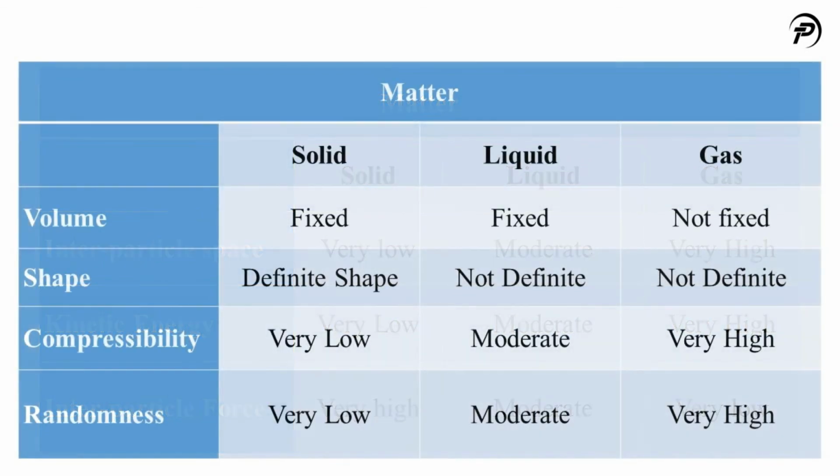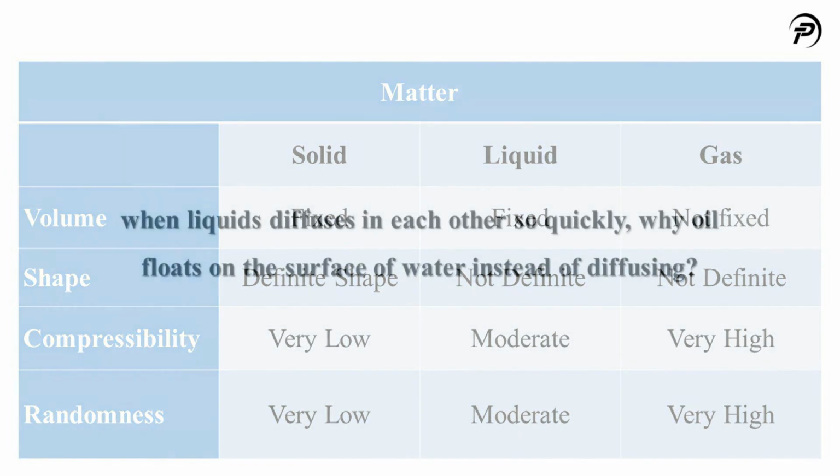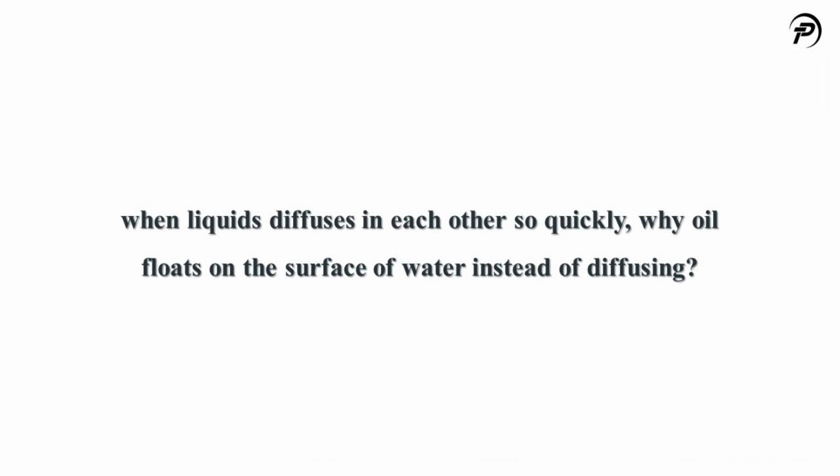And we can also group the other features: solids have fixed volume, a definite shape, very low compressibility and very low randomness, while liquids have fixed volume but don't have any definite shape, and have moderate compressibility and moderate randomness. And gases don't have fixed volume, don't have fixed shape, and have very high compressibility and very high randomness. So we learned about the physical nature of matter.